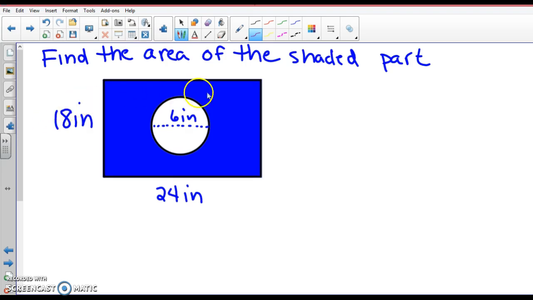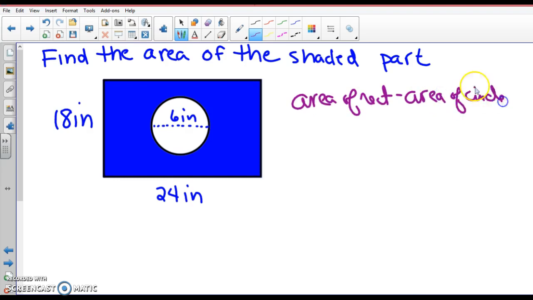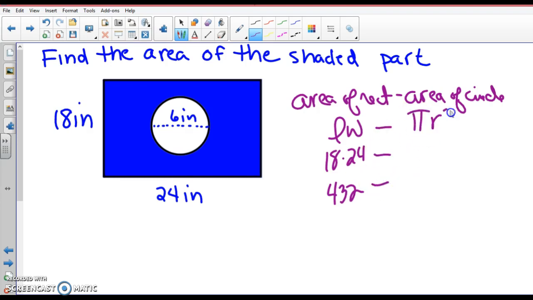Well, let's take a look at this. Don't I have a rectangle and a circle inside? So if I want to find the area of the shaded part, I am going to take the area of the rectangle and subtract the area of the circle. Area of a rectangle is length times width. It's going to be 18 times 24, which is 432. I'm going to subtract the area of the circle, which is pi r squared.